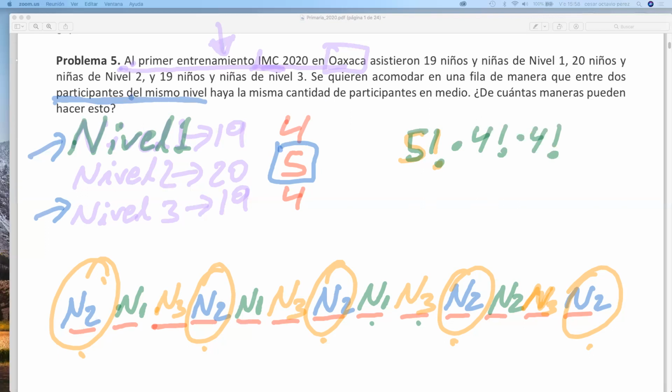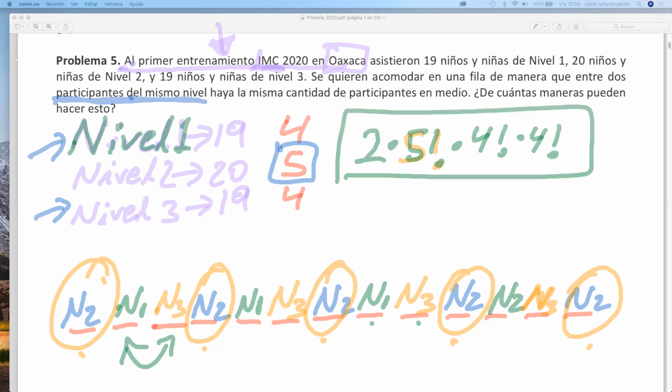Okay. But can we switch 1 and 3? Okay. So in this case, we will have 2 times 5 factorial times 4 factorial times 4 factorial. Okay. This is in this case. Sometimes to understand how a problem works, we need to use cases with less, in this case with less students. Okay. So now we solve this one.